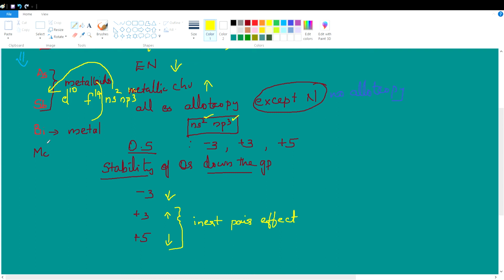The last member, bismuth, does not show a compound with a +5 oxidation state. The only stable compound of bismuth with the +5 oxidation state is bismuth pentafluoride. Note down: the only stable compound of bismuth with the +5 oxidation state is bismuth pentafluoride.